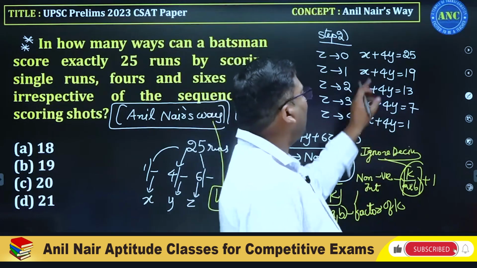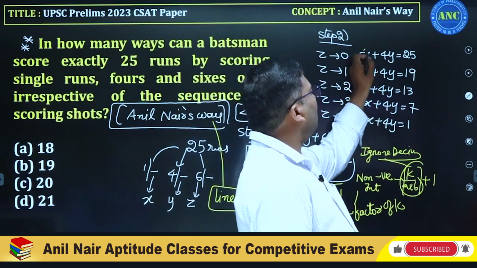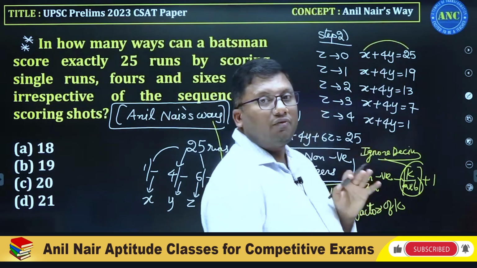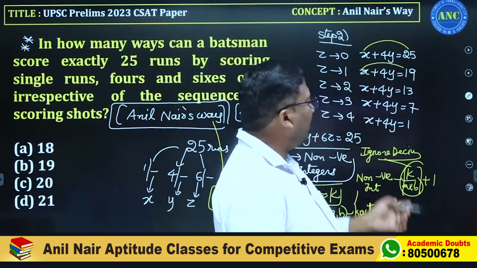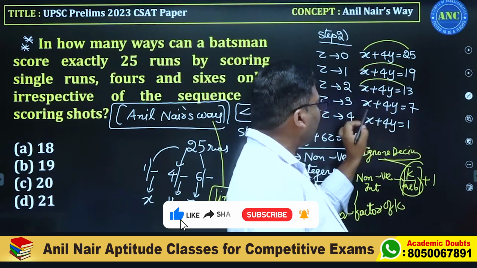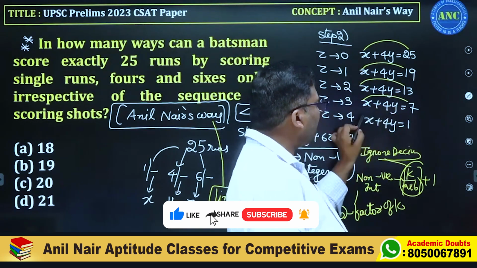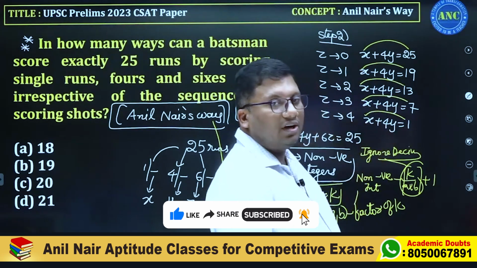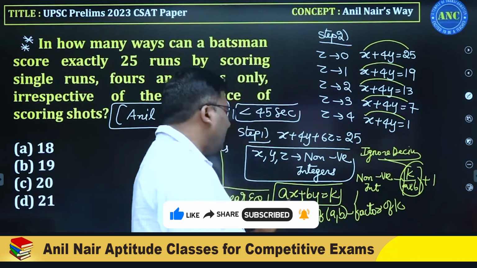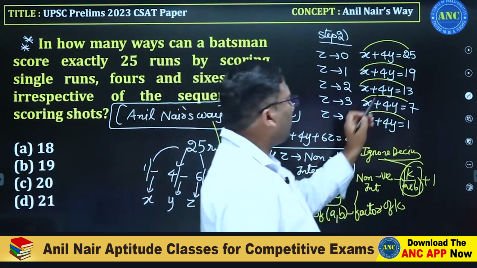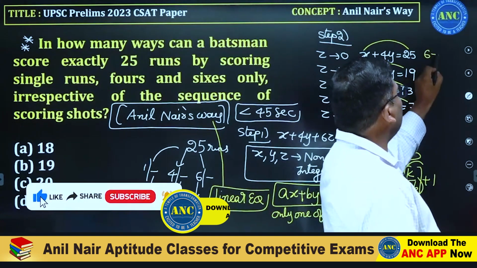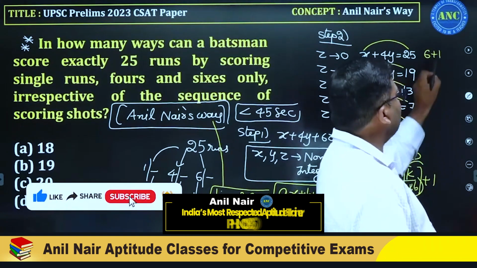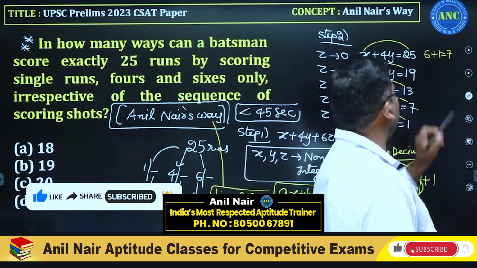If you see the coefficient of x, 1 is a factor of 25. 4 is not a factor of 25. 1 is a factor of 19, 1 is a factor of 13, 1 is a factor of 7, 1 is a factor of 1. So the number of non-negative integral solutions is 25 by 4, 6 point something. Ignore the decimal. 6 plus 1 is 7.